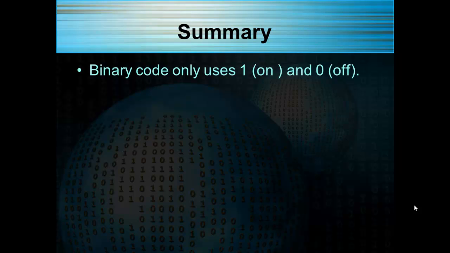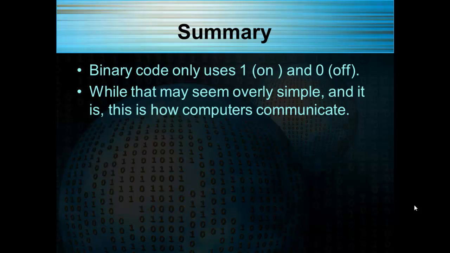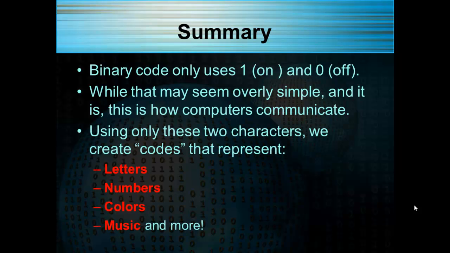Now, to summarize this real quick, binary code uses only 2 settings, 1 which would be on and 0 which would be off. While that may seem very simple, it's how the computer communicates. Using only these 2 characters, we create codes, and those codes then can represent letters, numbers, colors, music, and much more. So once we have that 8-digit byte and we have a code in there, somebody has programmed that so that a certain code equals a letter, or in a different setting that code could equal a number or a color or a note of music.